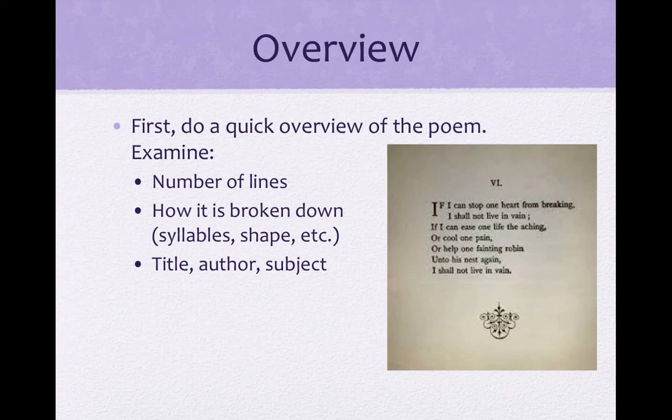So the first thing you want to do when you get a poem is a quick overview. So you want to look at things like the number of lines, how it's broken down, is it in a particular shape, are there a certain number of syllables, lines, and then you want to look at things like the title, author, and general subject.